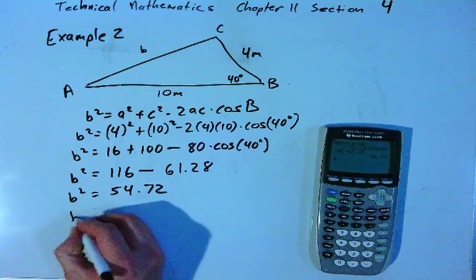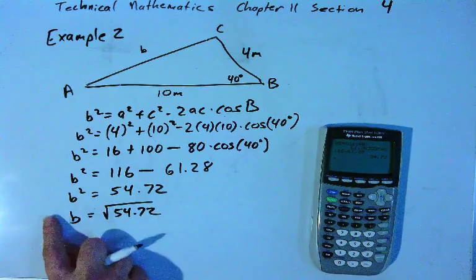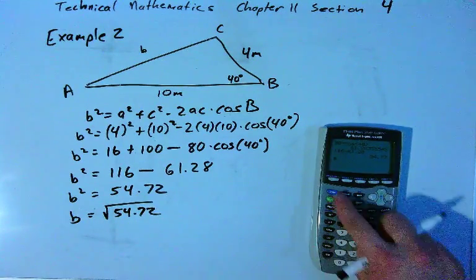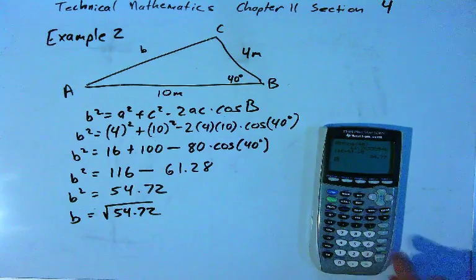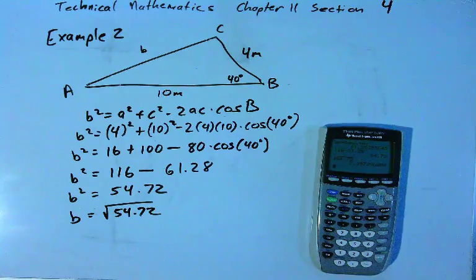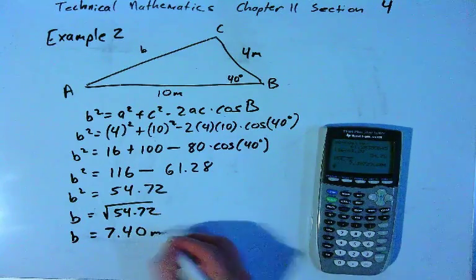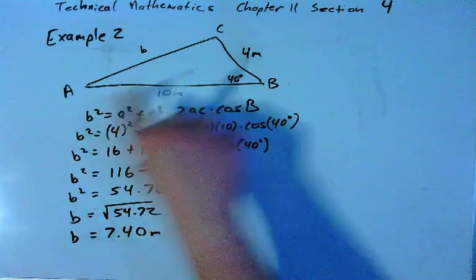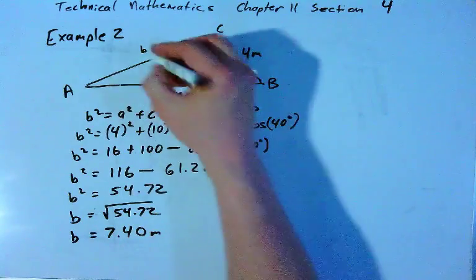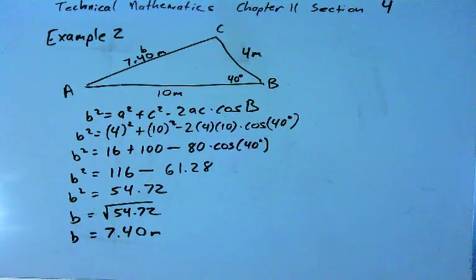Okay. Last step now is take the square root of both sides. Cancels the square on the left. And so b will be the square root of 54.72. And we get 7.40. And that's in meters. And so the length of the rafters on the opposite side need to be 7.40 meters.